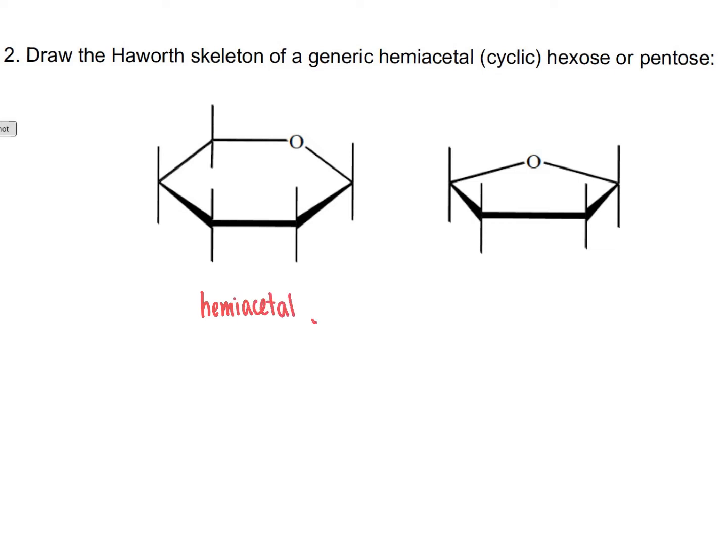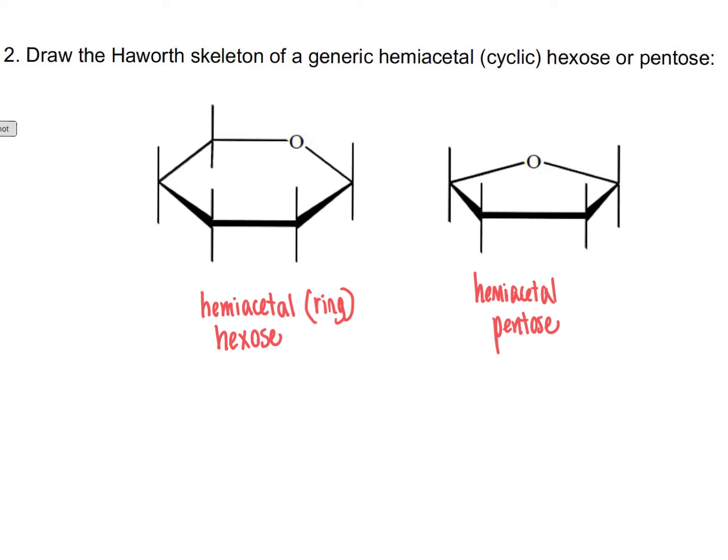What we're referring to is that the atoms have formed a ring because that ring is an essential part of it, has a hemiacetal group. So this is our hemiacetal hexose with 6 atoms in our ring. On the right, we have our hemiacetal pentose with 5 atoms in the ring, including the oxygen atom. So these are going to represent our skeletons that we will decorate.